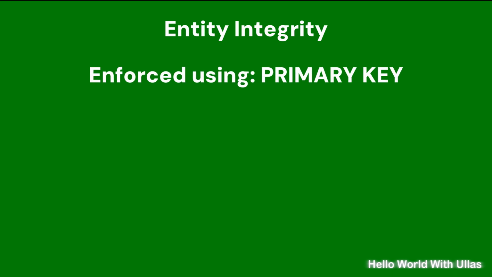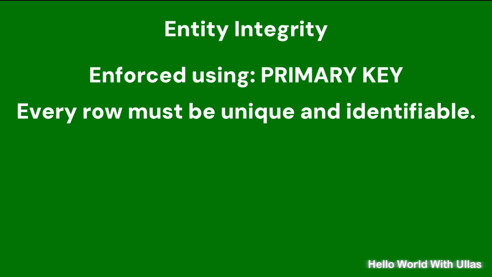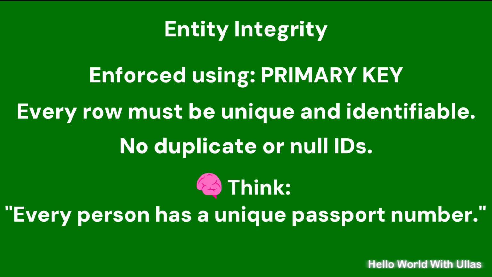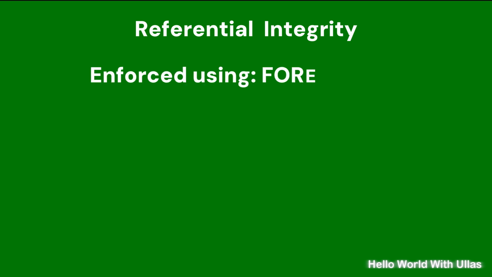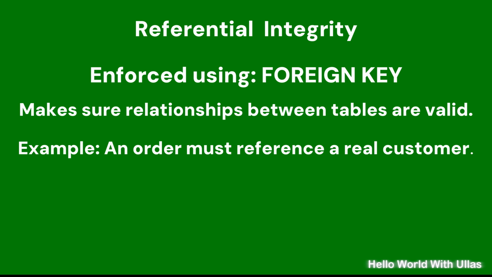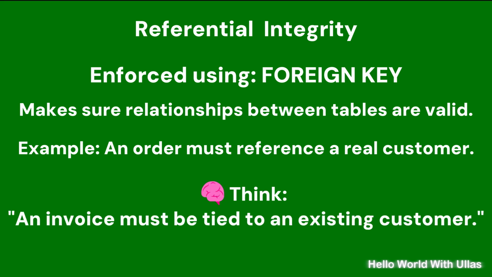Entity integrity is enforced using primary key. Every row must be unique and identifiable. No duplicate or null IDs are allowed. For example, every person has a unique passport number. Referential integrity is enforced using foreign key. It makes sure relationships between tables are valid. Example, an order must represent a real customer. An invoice must be tied to an existing customer.